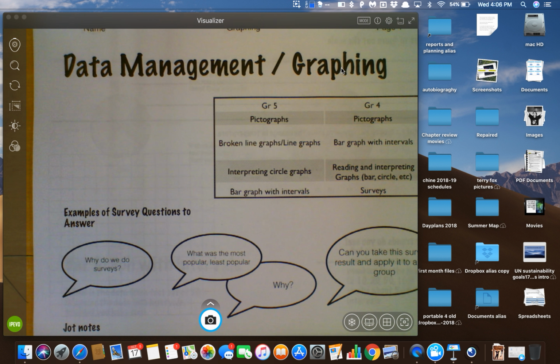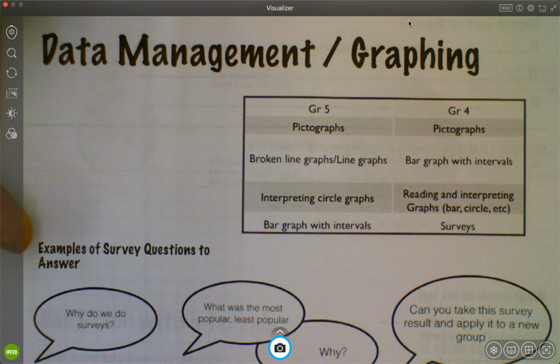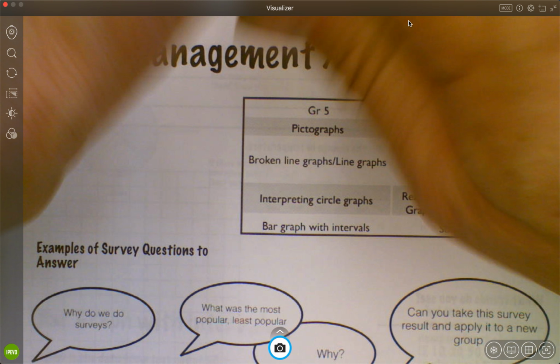Hey, boys and girls and parents, here is a review of the work we've been doing in data management, which just really has to do with graphing.